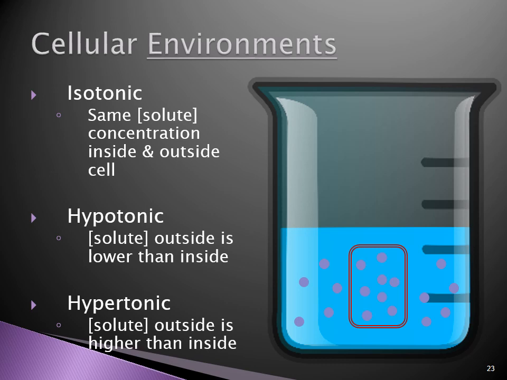And so whenever both of those, the outside environment and the inside environment, are roughly the same, that's an isotonic condition. Whenever the outside is low and the inside is higher, that is a hypotonic environment, so the outside is low. And then the direct opposite, lots on the outside, little on the inside, this means it's a hypertonic environment, so the outside is higher.